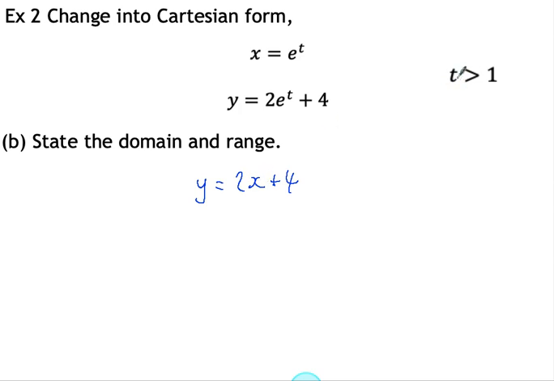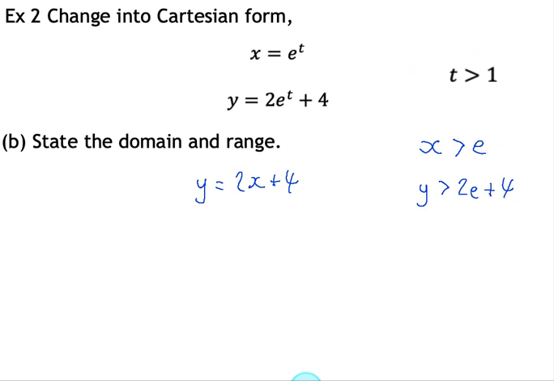Now, what happens when t is greater than 1? Well, it means x has got to be greater than e. That's the domain. And the range, y has got to be greater than 2e plus 4. And that's it, done. So sometimes when we have exponential functions, it's actually a lot easier and quicker to work with.